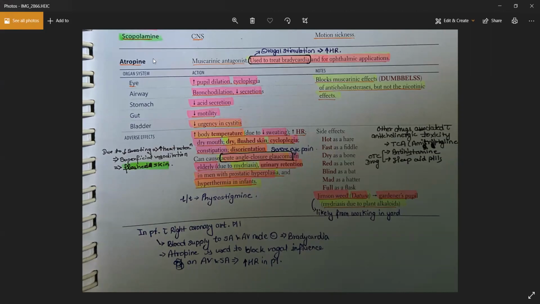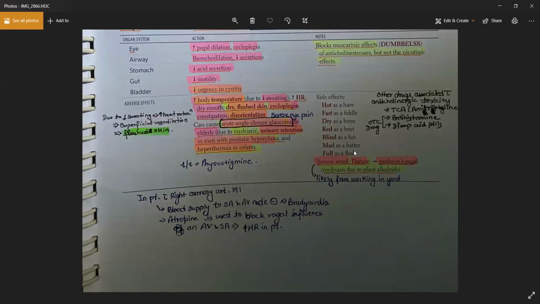So what would be the treatment of atropine poisoning? We have discussed it. The physostigmine. Why physostigmine? Because it can cross the blood-brain barrier. Exactly.